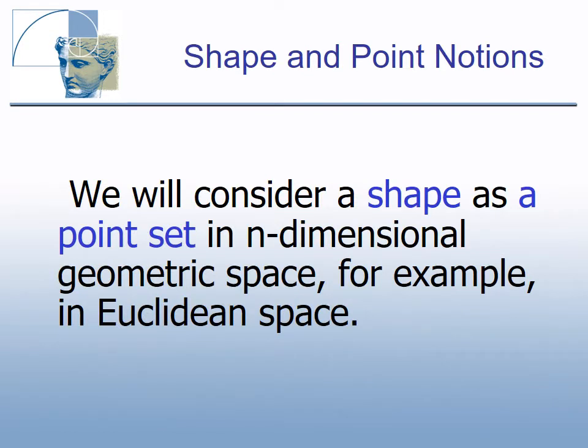We will consider a shape as a point set in n-dimensional geometric space, for example, in Euclidean space. Usually n will be equal to 2 or 3. This definition contains several basic geometric notions, which will be useful in our course: point, dimension, Euclidean space, affine space, linear space, and so on and so on. We will recall these notions in a step-by-step logical manner, as it is done in linear algebra and analytical geometry.